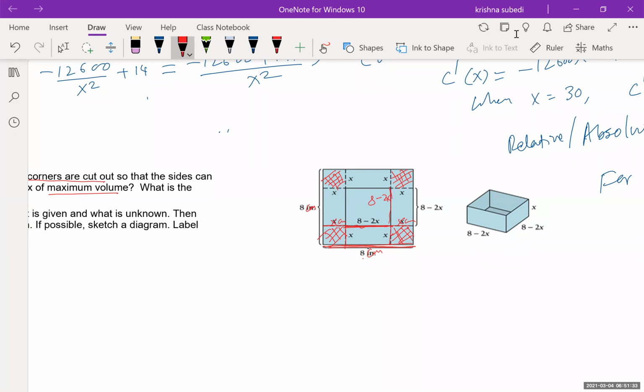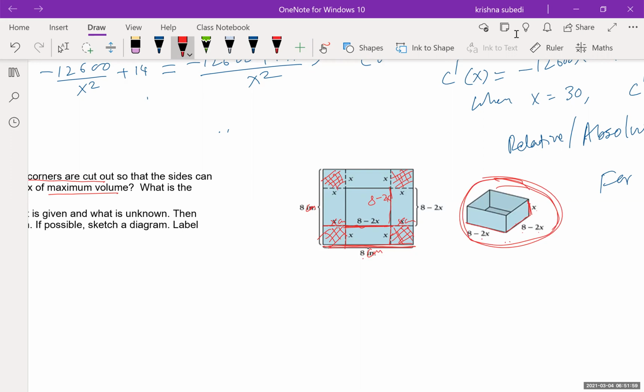Now you fold the sides. When you fold the sides, you will get this kind of box. One side here is 8 minus 2x, another side is 8 minus 2x, and the height of the box will be x. Does that make sense?